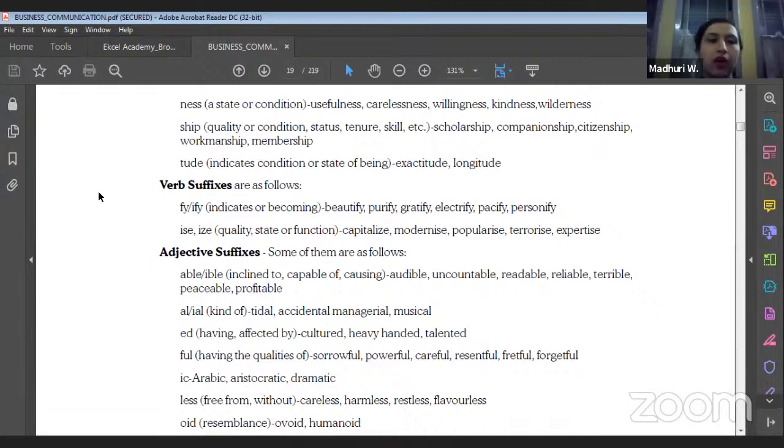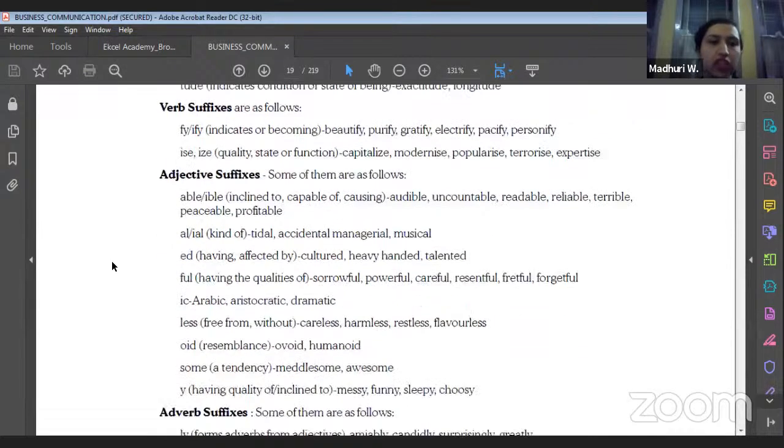Then you also have verb suffixes. For example, if you put fy or ify after a word, like beauty, beautify, purify, gratify, electrify, pacify, personify, it indicates a becoming. Ize generally refers to a quality or state or function of something, like capitalize, modernize, popularize, terrorize, expertise, right?